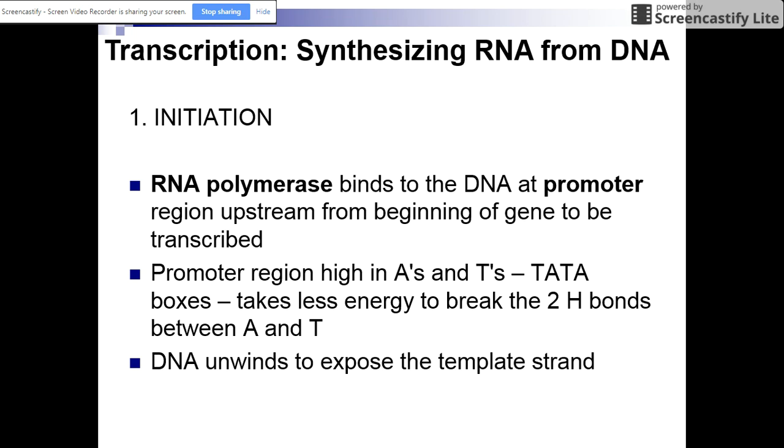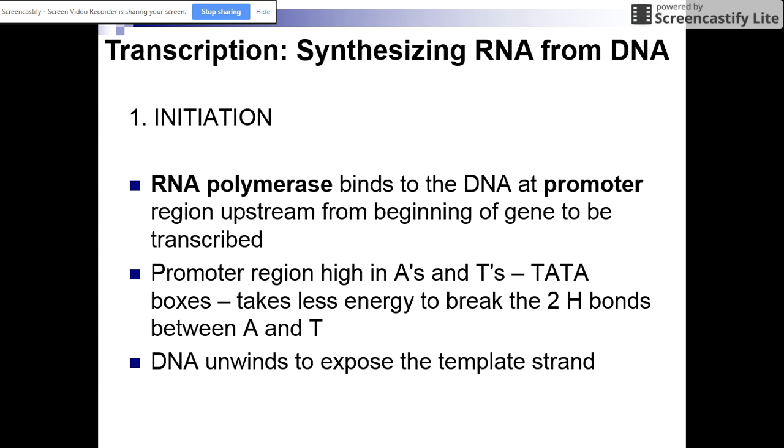You'll see in an image coming up what I mean by upstream. This region where the RNA polymerase binds is very high in A's and T's. It doesn't mean it only has adenines and thymines. It has other bases as well, the G's and the C's. But it has a lot of A's and T's. And these are called TATA boxes.